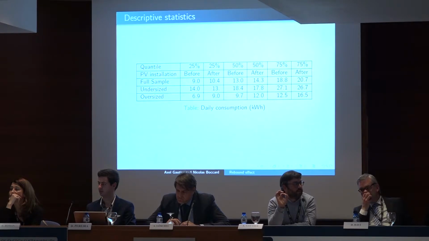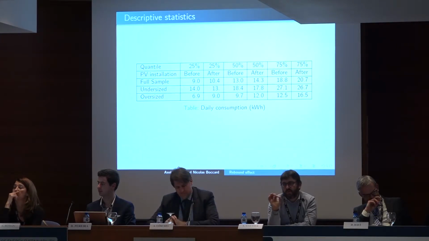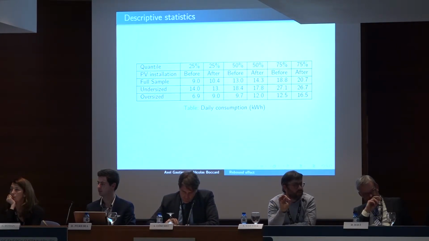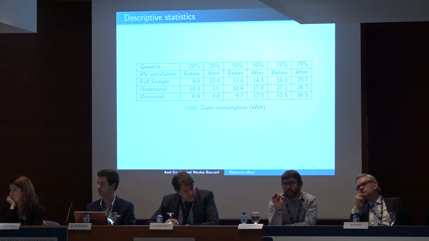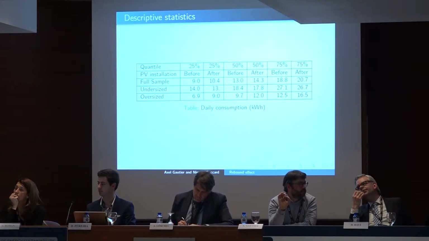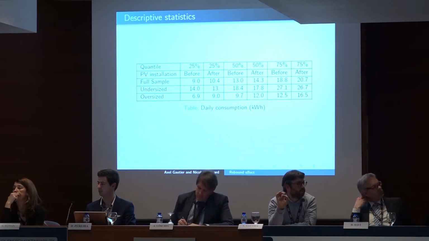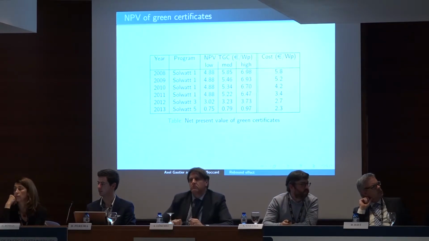And what we observe is that for the undersized group, we observe a slight decrease in consumption after compared to the consumption before. I think it's minus 4%. And for the oversized group, we observe a very large increase in the consumption. You see that first quintile from 6.9 to 9, second from 9.7 to 12, third from 12.5 to 16.5, and on average consumption increased by 35%.